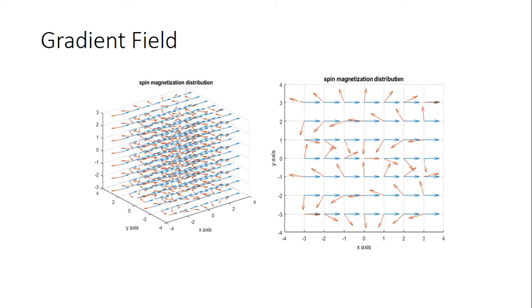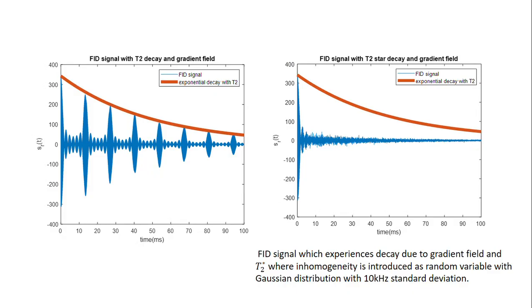Also, I use a gradient field, and as you see, the zero point does not experience any phase, but as you go further in the x direction and y direction, the phase gained in left-hand rotation increases. And the resulting FID signal is shown in the first plot. Here, I did not introduce any inhomogeneity. We only have the gradient field and T2 decay. As you see, the signal has a sinc-like shape, and it has peaks periodically.